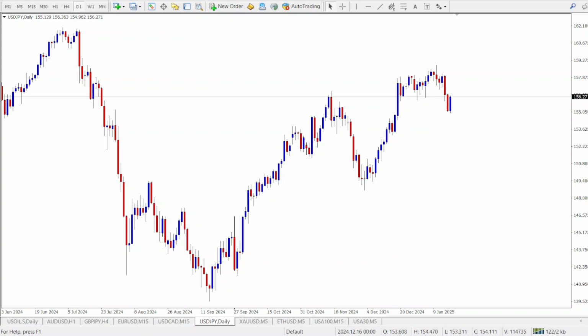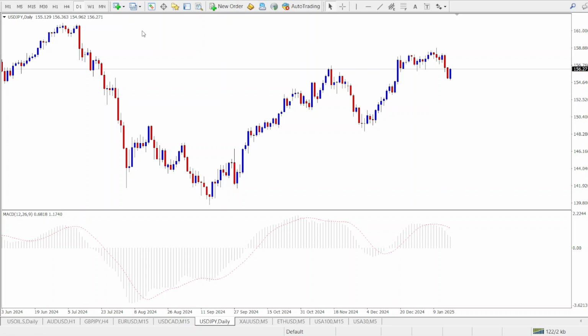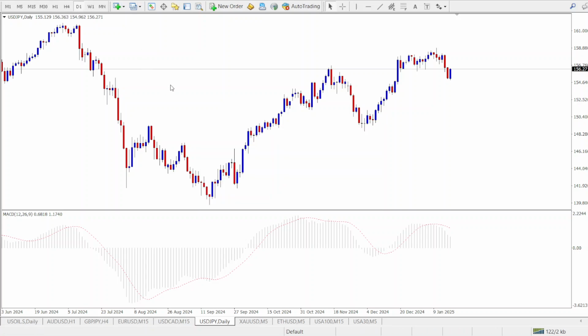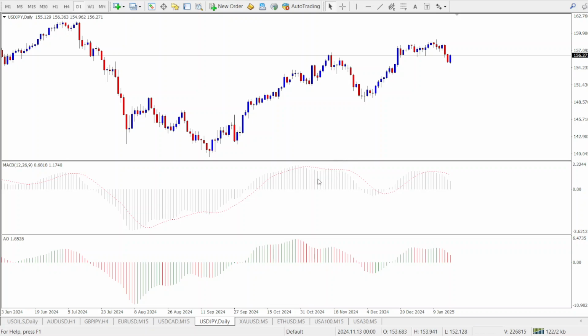Now, the MACD and Awesome Oscillator are two of the most effective tools for analyzing market trends and momentum. Now, it does not mean that there are not many other indicators that are effective. But these are two popular indicators among the other popular indicators that are effective. I'm just going to add them to the chart right away. This is the MACD, and this is the Awesome Oscillator.